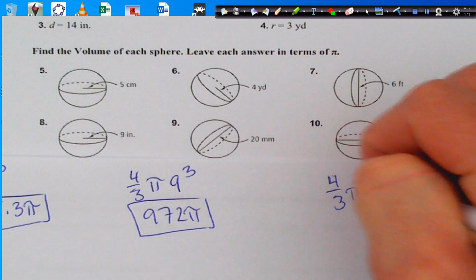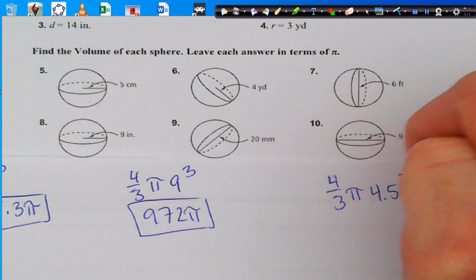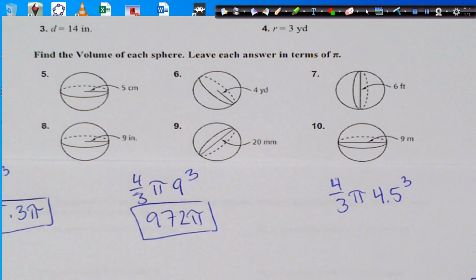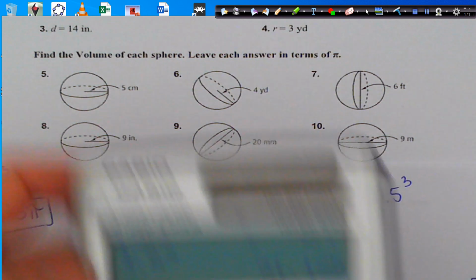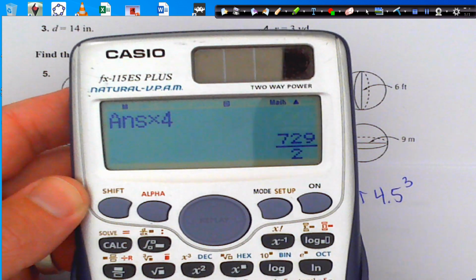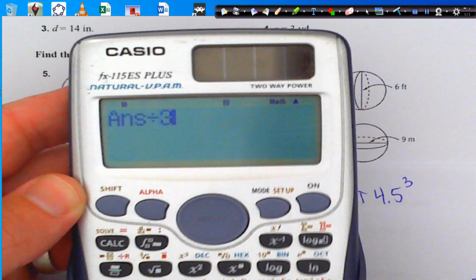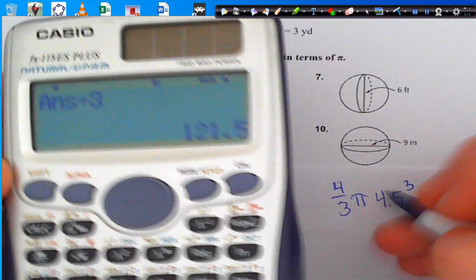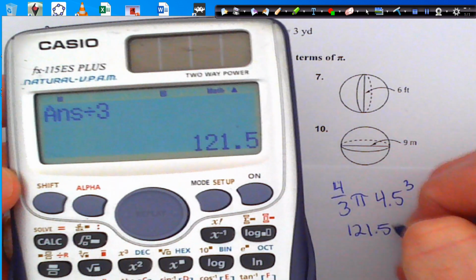Okay, number 10, this time 9 is the diameter, so we're going to get 4/3 pi 4.5 cubed. Half of 9 is 4.5, which is our radius, so we have 4.5 raised to the third power, which gives us this number here, multiply by 4, and then divide by 3. And so we get 121.5 pi.